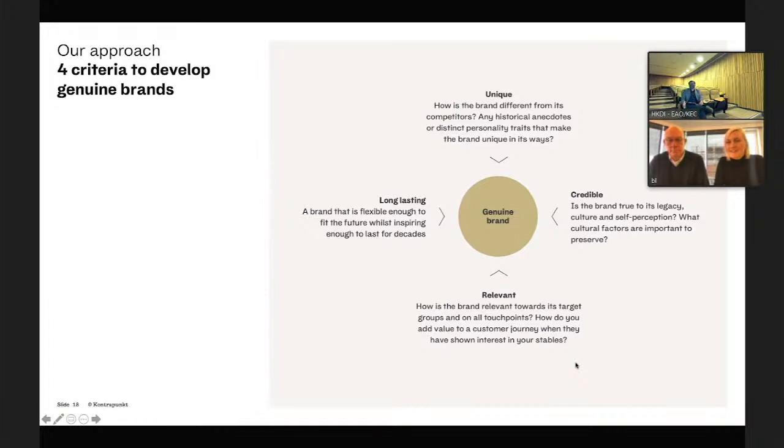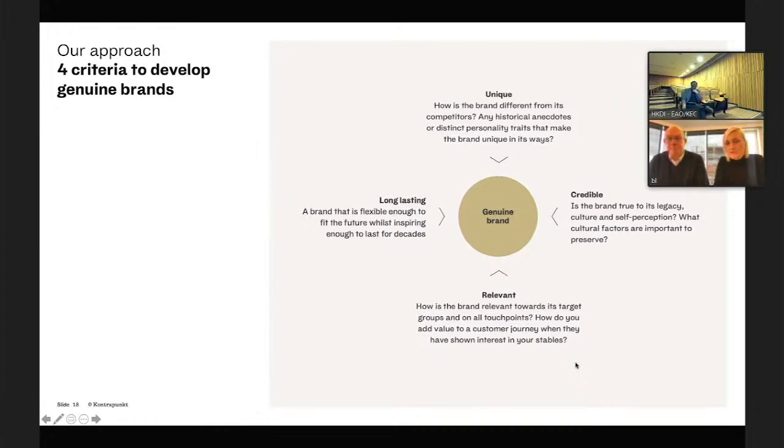We also want to make it credible. Sometimes you can design or develop something that doesn't really resonate if the target audience knows the brand beforehand. So we of course need to make a transformation and develop the brand as such, but it can only go so far. We want to make sure that it's true to maybe its legacy or self-perception or the internal culture that is actually anchored in the organization. So we want to know how far we can take the brand on its journey today.